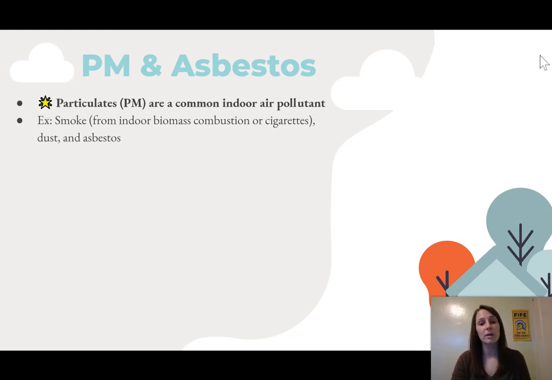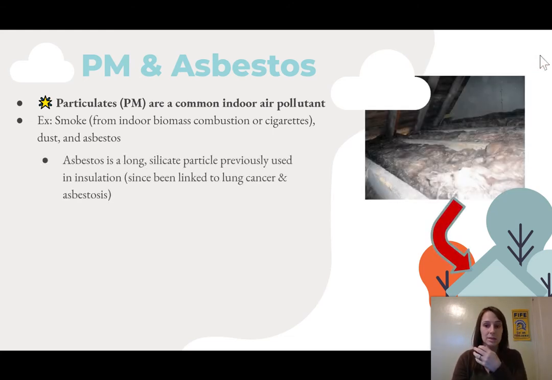But I am going to talk a bit more about asbestos because that is kind of a nasty one and you might not be as familiar with it. So asbestos is a long silicate particle that used to be used in a lot of not just insulation. It was in floor tiles, it was in roofing, it was in shingles. And that's because it was a fire retardant. It did not catch on fire as well as some other things. And so it was used tons in houses because we didn't want houses to be burning down.